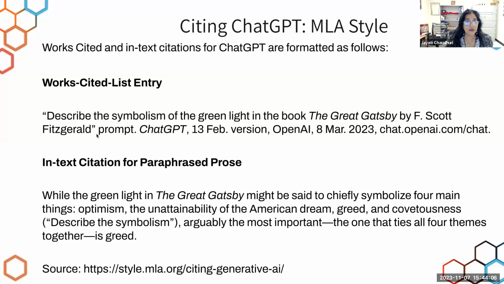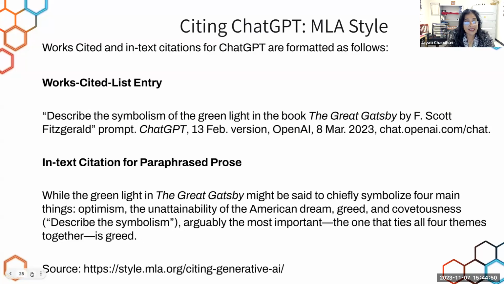You will start with the prompt, and then ChatGPT would be the title of source, title of the container, and then you need to include the version, what version of ChatGPT you are using, and the parent company is OpenAI, and then the date you accessed it and the URL. Okay, so that would be your works cited list entry. And in the in-text citation, you would include part of your prompt within the parentheses, because MLA again doesn't allow ChatGPT to be included as an author. Okay.